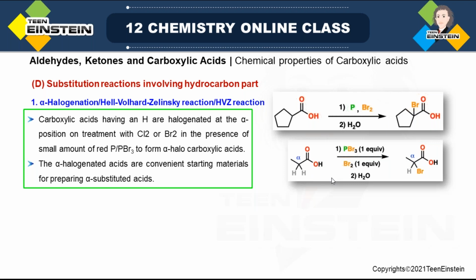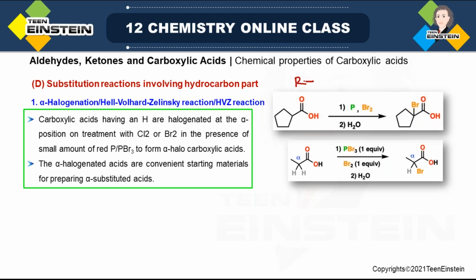Remember, we have total 4 broad types. We have divided the chemical properties of carboxylic acid into A, B, C. All these 3 are done. A is related to acidity. Then we have seen reactions regarding the OH group of carboxylic acid. You have seen the third category, which is reactions involving the full CO2H group, both C double bond O as well as OH. The fourth type is substitution reaction involving hydrocarbon part.